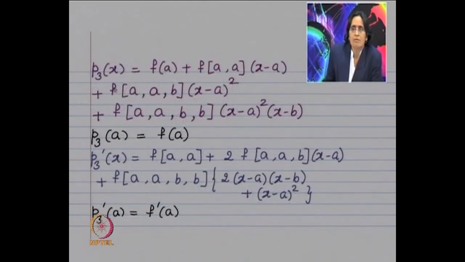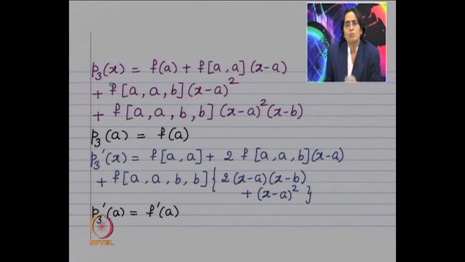And then our p3(x) is f(a) plus f[a, a](x minus a) plus f[a, a, b](x minus a) square and so on. So, this I write, but now I want to show that this is our desired polynomial, which interpolates the function and derivative values at the two end points.